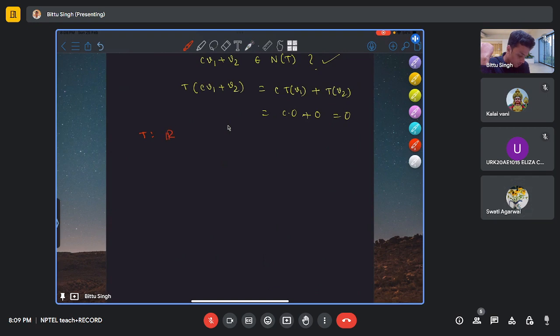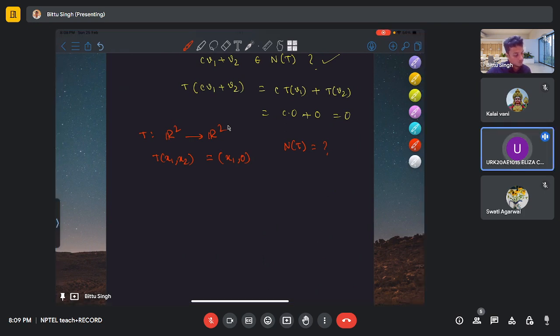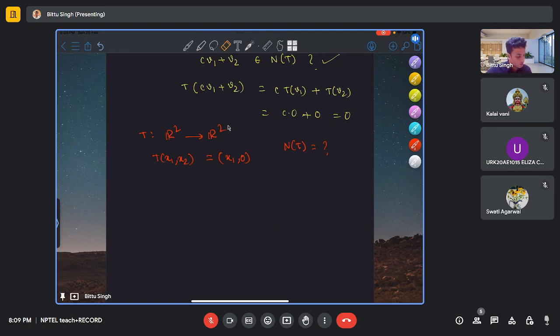Consider again the transformation R2 to R2, T of (x1, x2) is the same as (x1, 0). Then the question is what will be the null space? So which vectors go to 0? What is your guess? x1 equal to 0. You can see immediately that if we see the projection, all vectors which lie on the y-axis go to 0 under the projection, right?